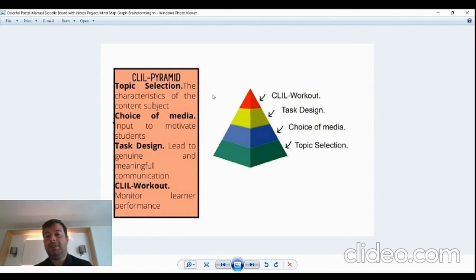And it's the second stage. It presents a rich, meaningful, and authentic input capable of motivating and helping students in the development of activities in an essential and effective way. So, the choice of media is basically input to motivate the students.